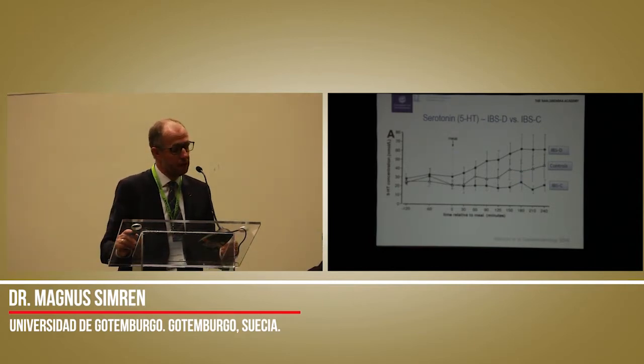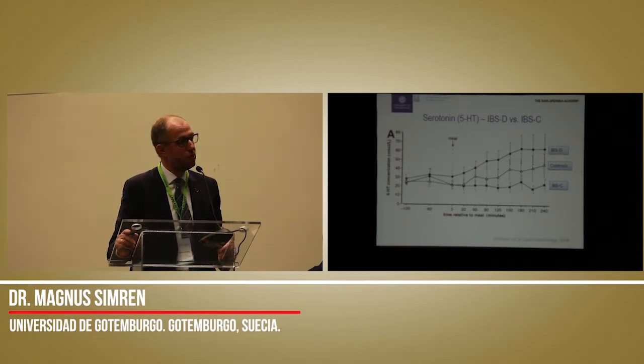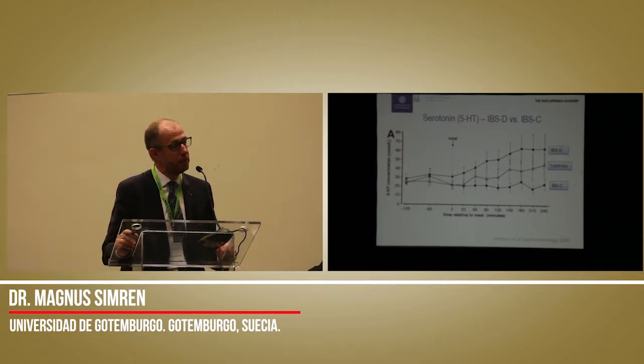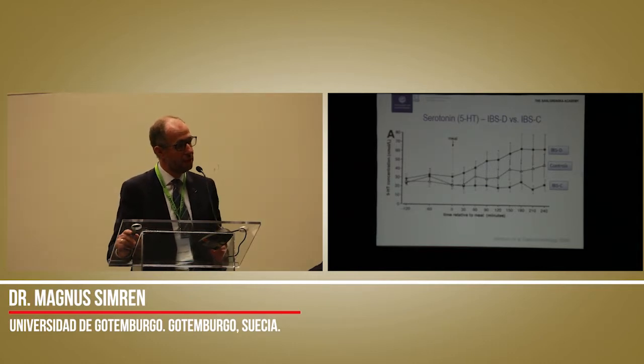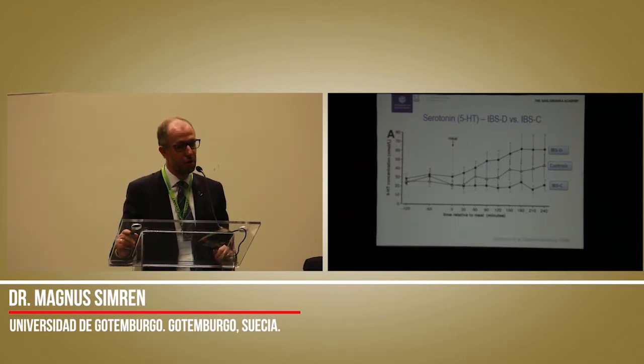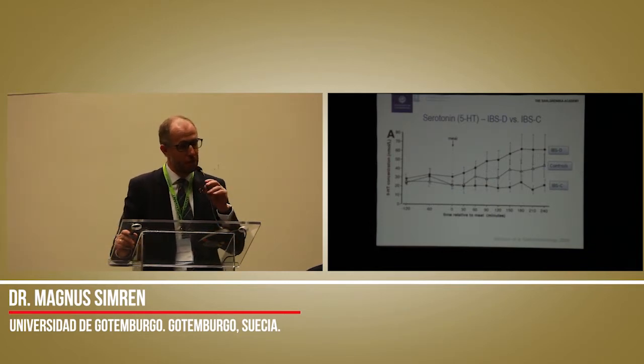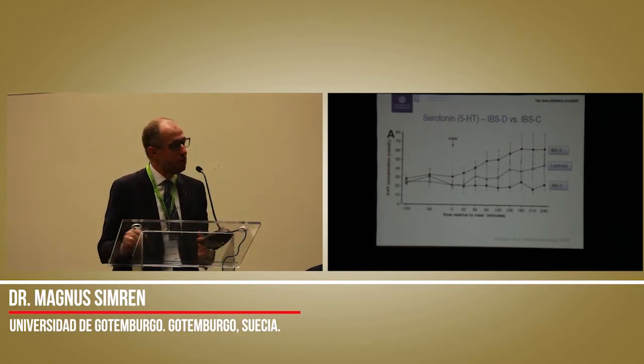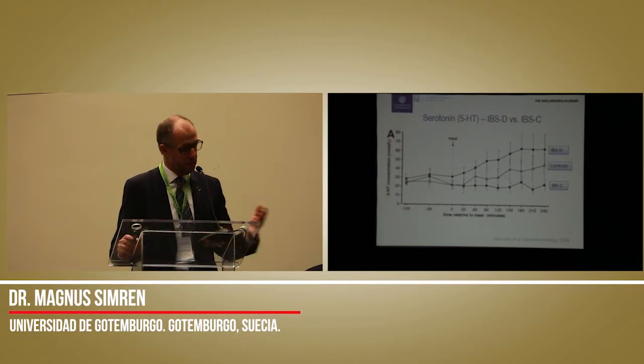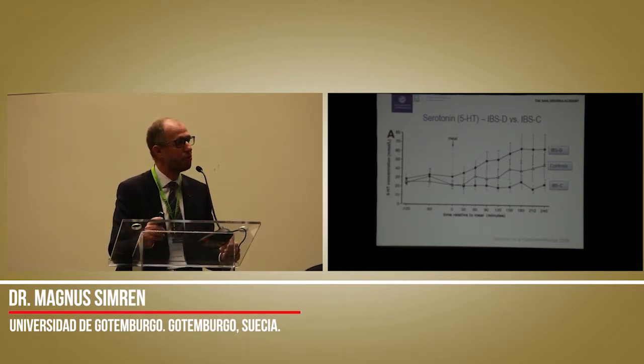If you look at the studies that have been performed so far in IBS, this slide quite nicely summarizes the main findings. You can see that serotonin is upregulated in diarrhea-predominant IBS, and if anything, downregulated in constipation-predominant IBS. So there has been a lot of drug development aimed at affecting the different serotonin receptors in IBS, and I will show you some examples of this.